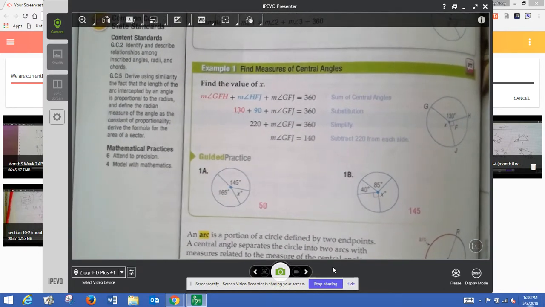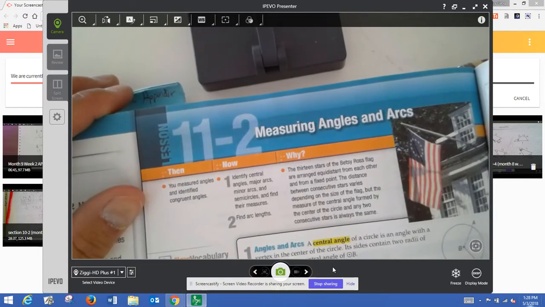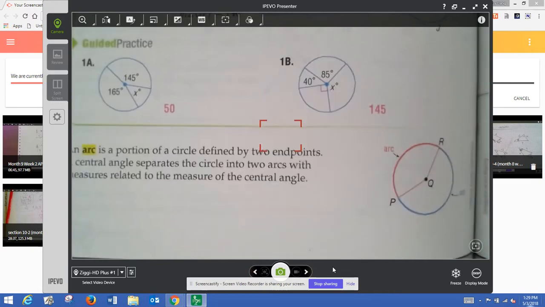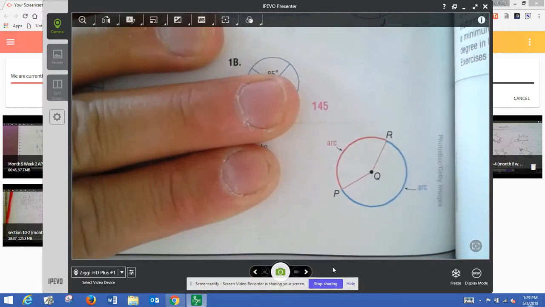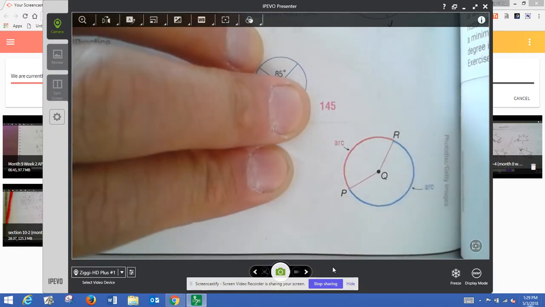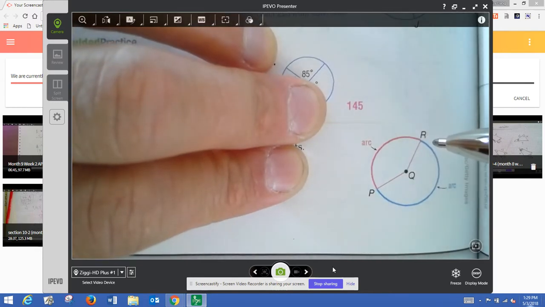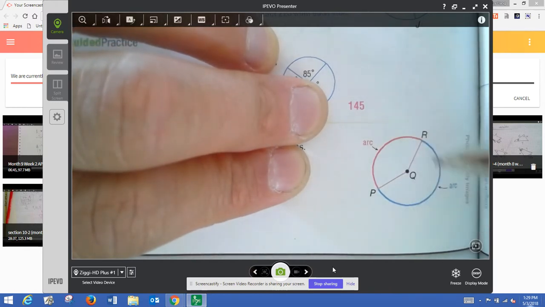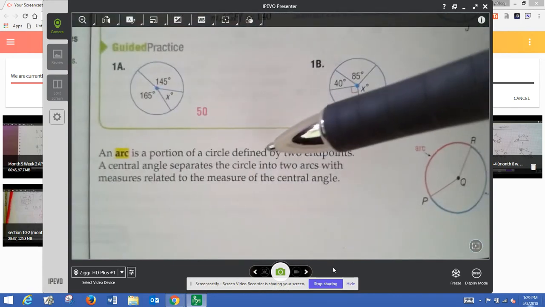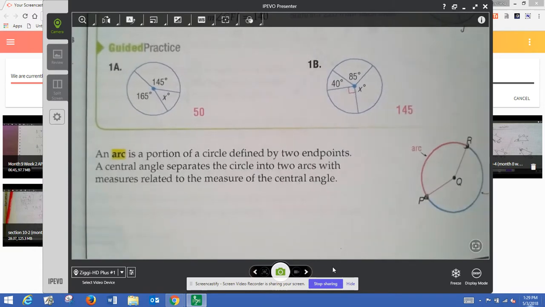That's pretty simple math. But what you don't know are these things called arcs. Remember, the name of this section is measuring angles, which you already get, but you have to measure arcs as well. Without looking at the definition, what is an arc? What is it pointing to on the circle? RQP. Does everybody see this arc here? It says an arc is a portion of a circle defined by two endpoints. So the endpoint here, P, and the endpoint here, R, make up this arc. Does that make sense?